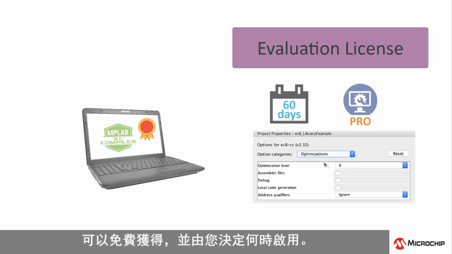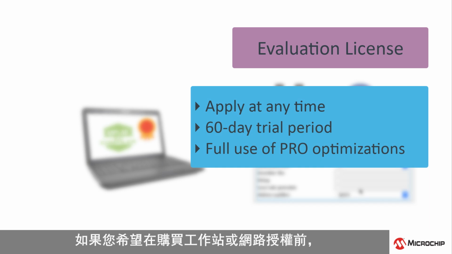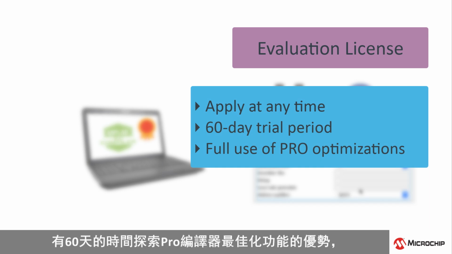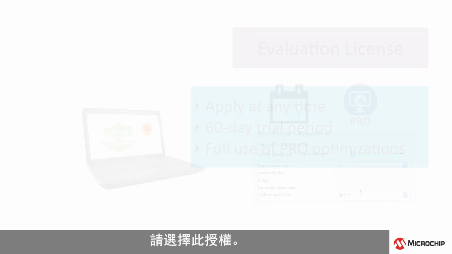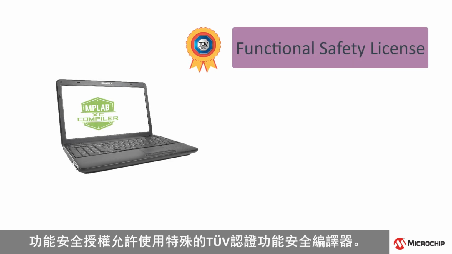An evaluation license grants you a time-limited trial of all PRO compiler optimizations. It can be obtained free of charge and applied at a time that suits you. Choose this license if you would like 60 days to explore the advantages of PRO compiler optimizations before purchasing a workstation or network license.